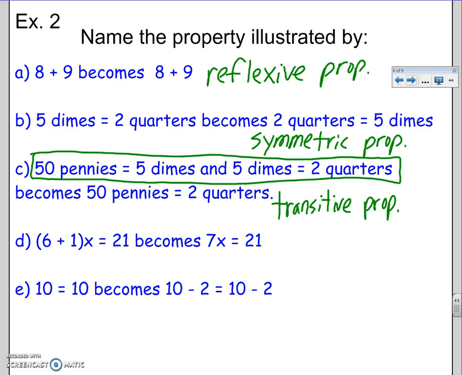All right, 6 plus 1x equals 21 becomes 7x equals 21. I use the same example. That's just substitution, although not a good one. Substitution.